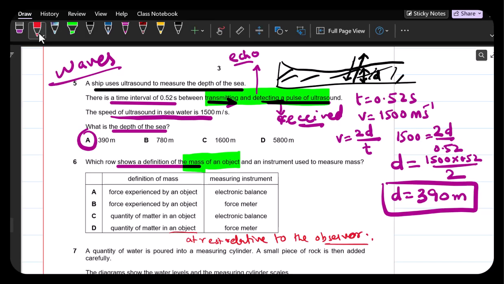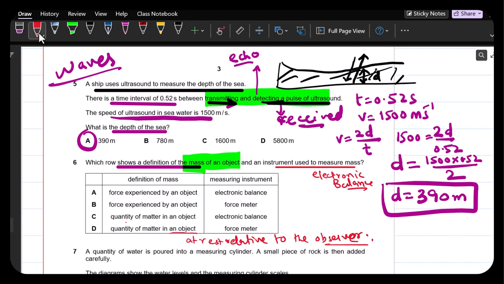Remember this. So, an instrument used to measure mass: mass is measured by an electronic balance, or you can say a balance. So here you can see quantity of matter in an object and electronic balance is the instrument. C is the right option here. So we are done with question number 6.